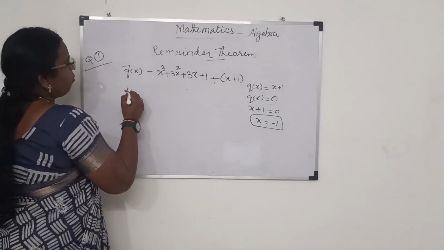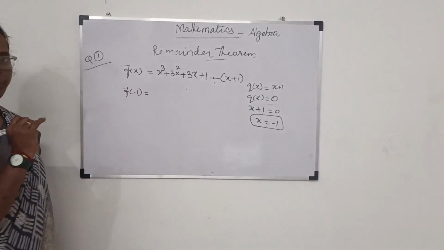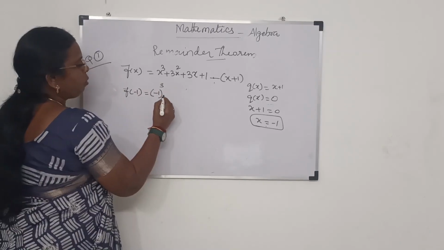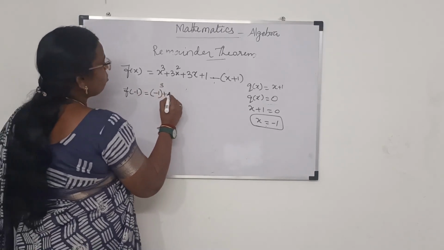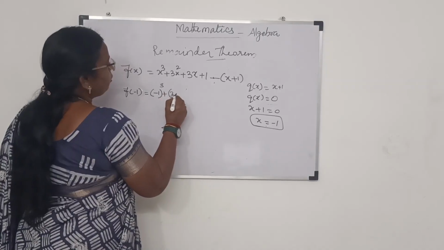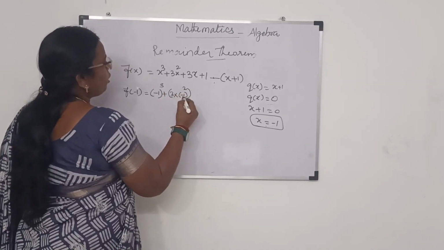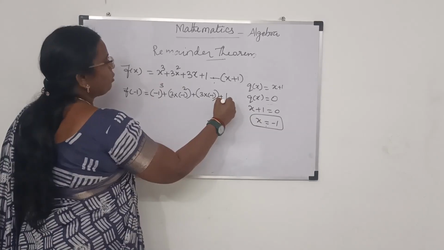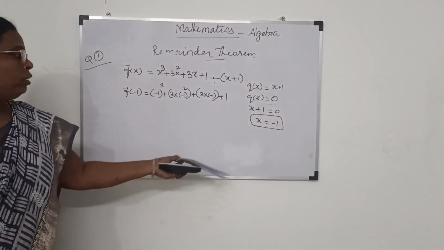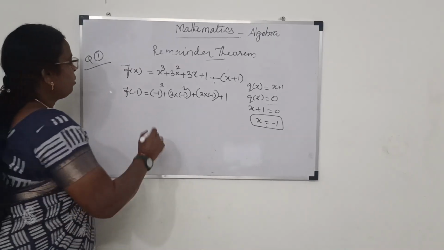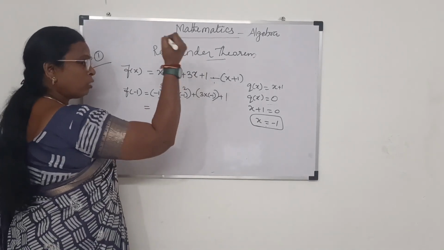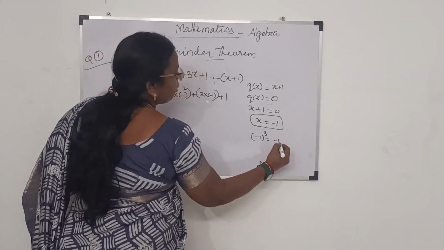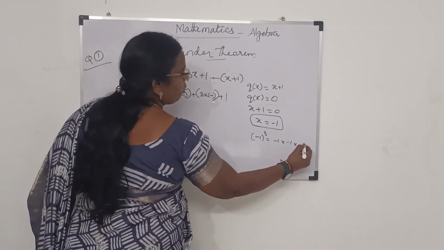So f of minus 1 is equal to minus 1 the whole cube plus 3 into minus 1 square plus 3 into minus 1 plus 1. I have substituted the x value in this polynomial. So if you substitute this, minus 1 the whole cube means minus 1 into minus 1 into minus 1.